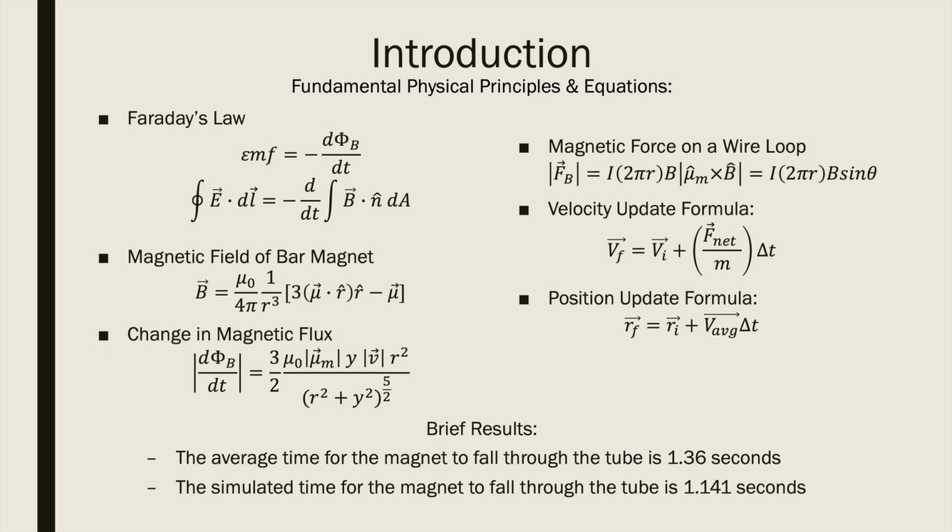The main results of this lab were that the average time for the magnet to fall through the tube experimentally was 1.36 seconds. The simulated time for the magnet to fall through the tube was 1.141 seconds.